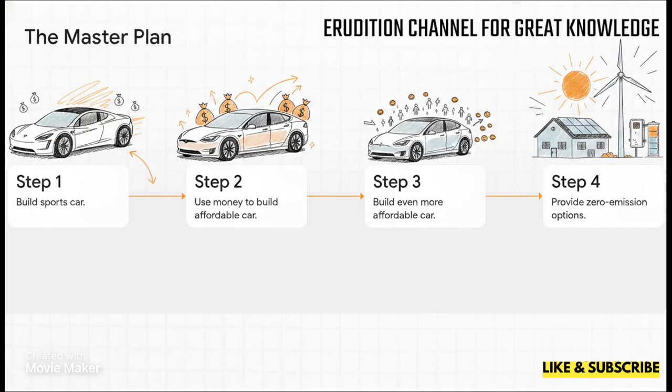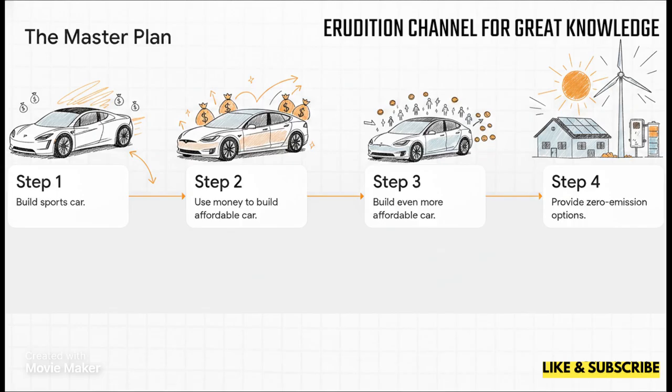This really brilliantly illustrates Elon Musk's original four-step master plan. It was basically a chronological roadmap designed to fund and scale their operations over time. Step 1, build a high-priced sports car, the Roadster, just to prove EVs weren't just glorified golf carts. Step 2, use that money to build the Model S, a slightly more affordable family car. Step 3, take those profits and build the Model 3, an even more affordable car for the masses. And finally, Step 4, provide zero-emission power generation options.